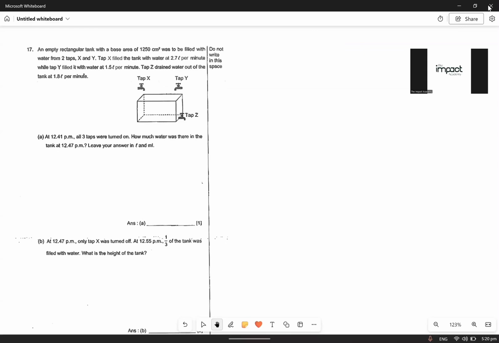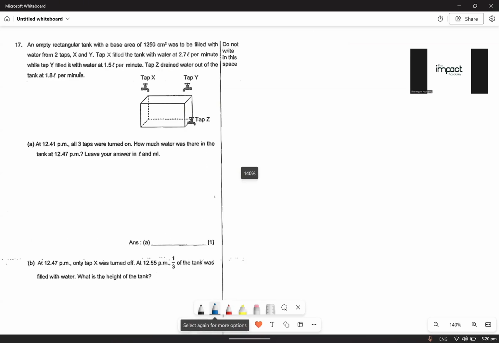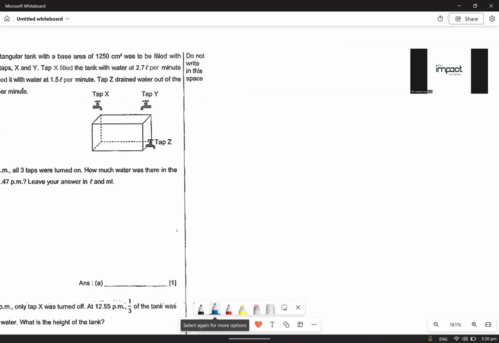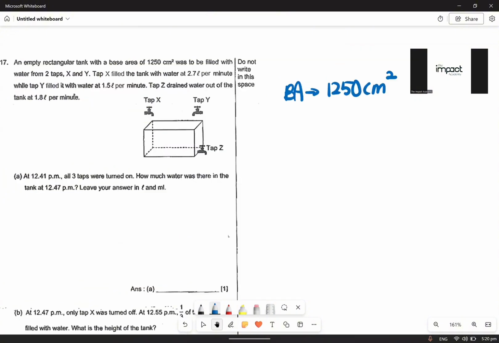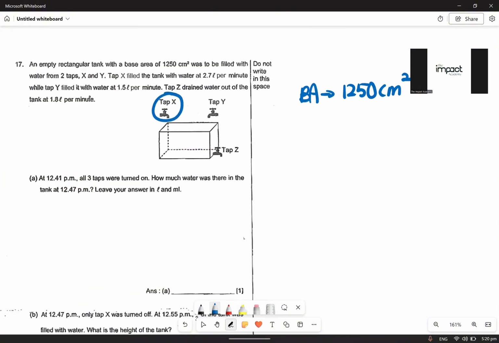Okay, so as you can see over here, it says what? That an empty rectangle with a base area of how much? Yeah, so your base area over here is 1,250 centimeters square. Am I making sense? Okay, it was to be filled from two water taps. Can you see these two water taps? X and Y. Agree or disagree?